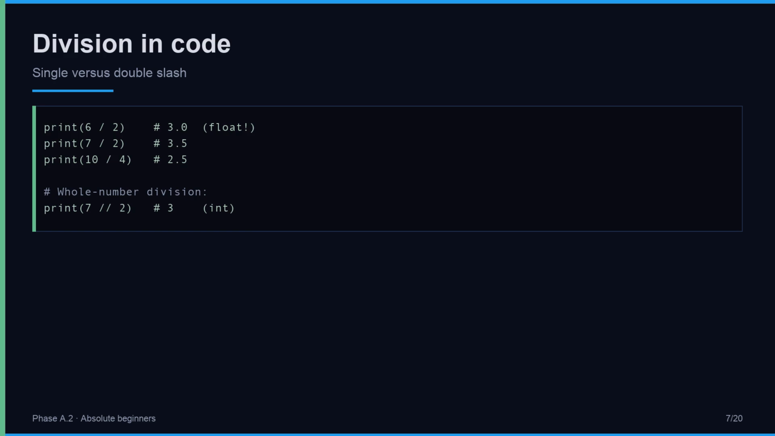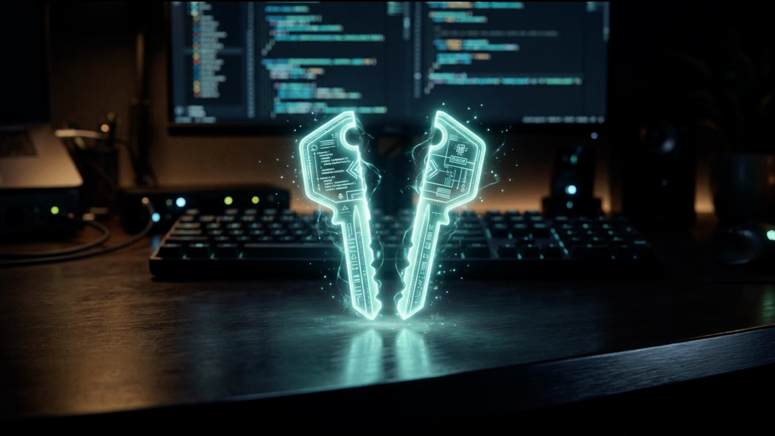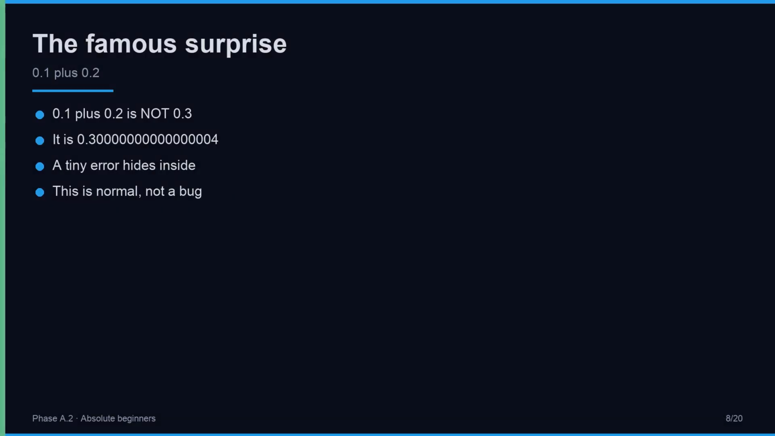Single versus double slash, 2 halves meeting to make a whole, or something close to it. That is division in spirit. Sometimes the halves fit perfectly, sometimes a fragment spills over, and the float type is there to catch the fragment rather than throw it away. Precision is preserved, even when it is inconvenient. Catch the fragment. Now the famous surprise.